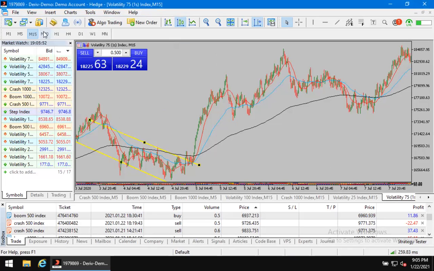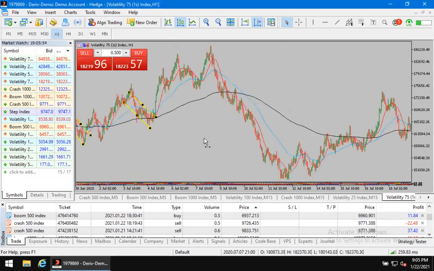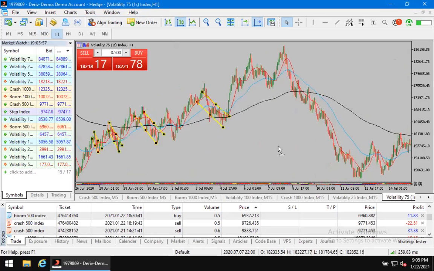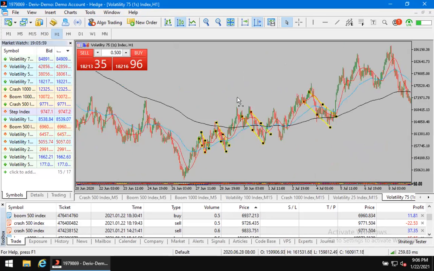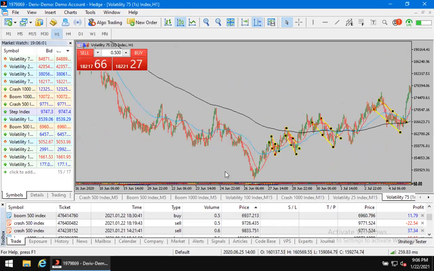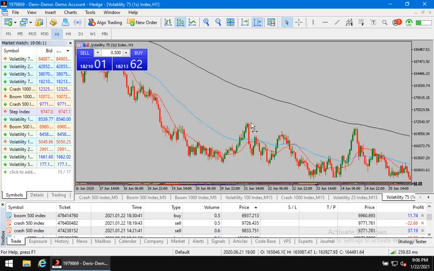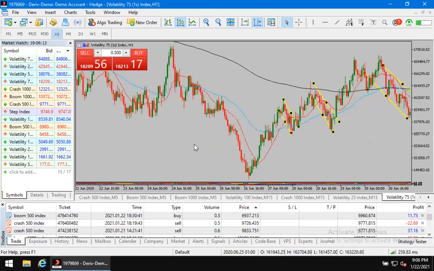So let's try to find the things that I've been telling you, the things that I've been preaching about here. This is an uptrend market. We are coming from the downside. Let's zoom in a bit. We have a pattern that looks like a head and shoulders pattern here, but just because we are in H1, we can't really see it. But when we move to M15, we can see that this is a head and shoulders pattern.